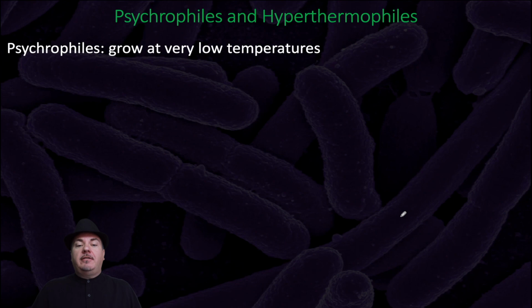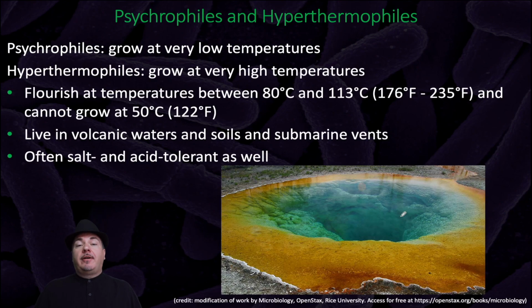Archaea can be psychrophiles or hyperthermophiles. So a psychrophile means that they grow at very low temperature. A hyperthermophile will be the exact opposite. They grow at very high temperatures. Hyperthermophiles flourish at temperatures between 80 degrees and 113 degrees Celsius or 176 to 235 Fahrenheit, and they cannot grow below 50 degrees Celsius or 122 degrees Fahrenheit.